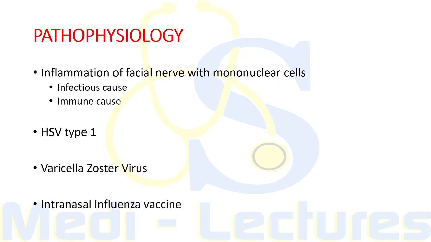Now, the possible causes which are implicated are herpes simplex virus type 1. The reactivation of this virus in the geniculate ganglion can lead to Bell's palsy. 1/3 of the cases are due to varicella zoster virus, and other viruses can also lead to Bell's palsy. Now, in the recipients of intranasal influenza vaccine, it is hypothesized that the E. coli enterotoxin which is used in this vaccine can either lead to Bell's palsy, or there can be reactivation of the influenza virus which can lead to Bell's palsy.